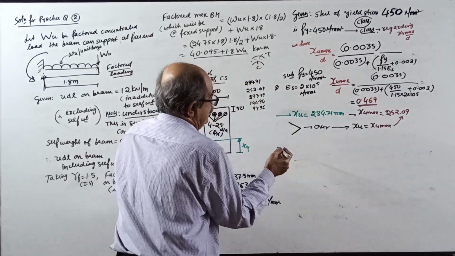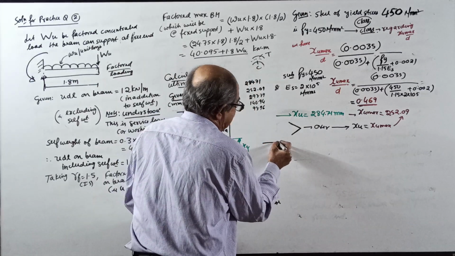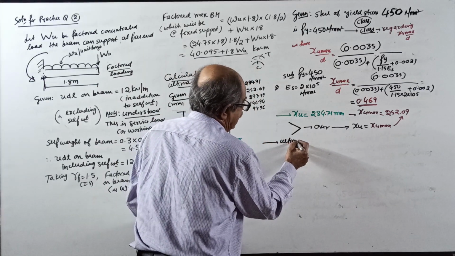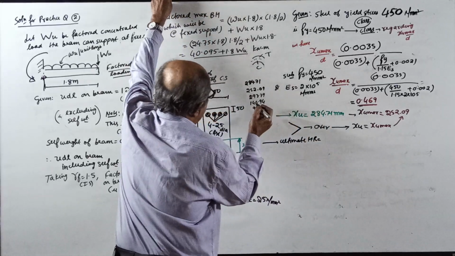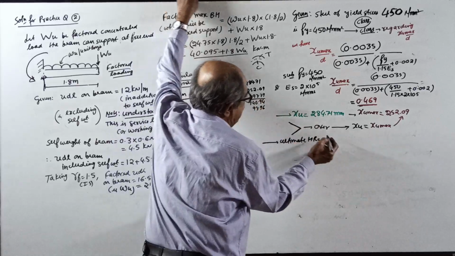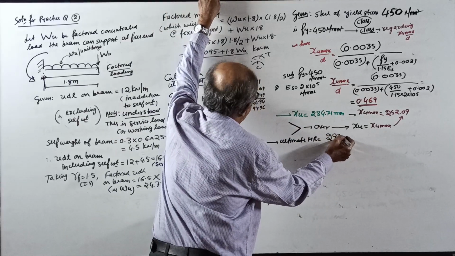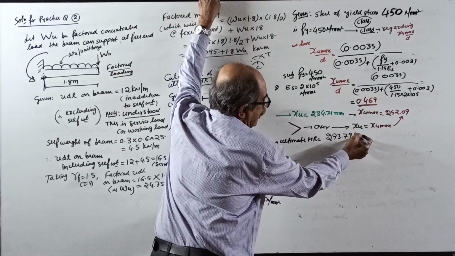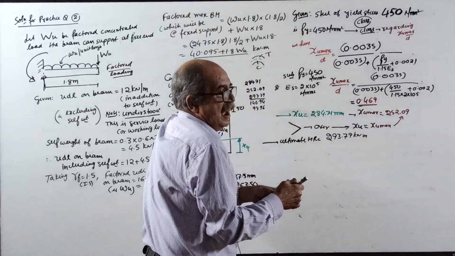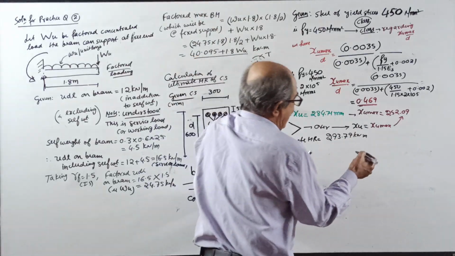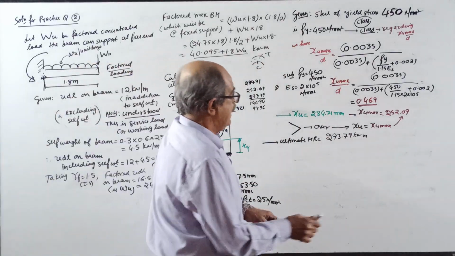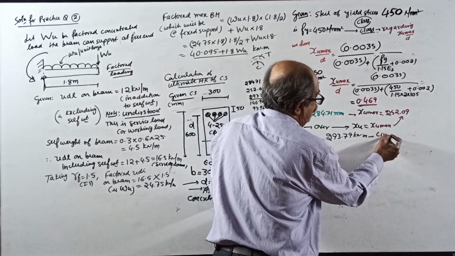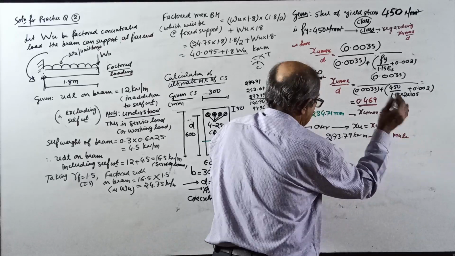Now, next step. Therefore, go further. Your ultimate MR will come. Now you have to calculate 2 ... 293.79 kilonewton meter. Remember, I will tell you a hint. Now green color is not required. That is actually your limiting value, Mu limit. Okay, leave it now.